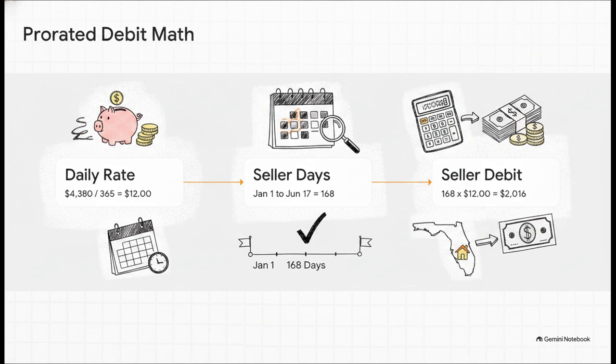The daily rate is $4,380 divided by 365, which is exactly $12 a day. Now, pay super close attention to the day count here. The exam desperately wants you to count June 18th for the seller. But because the buyer owns the day of closing, the seller only pays from January 1st to June 17th. That is exactly 168 days. So 168 days multiplied by $12 equals a seller debit of $2,016.